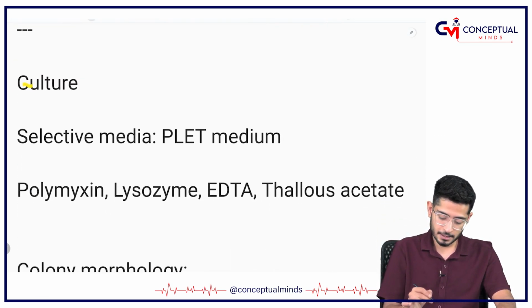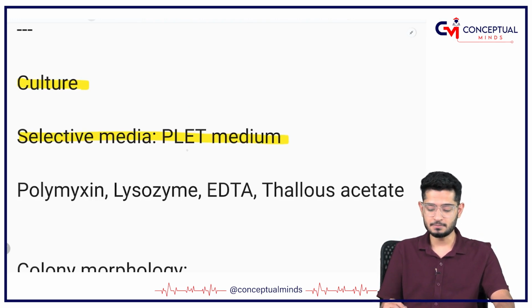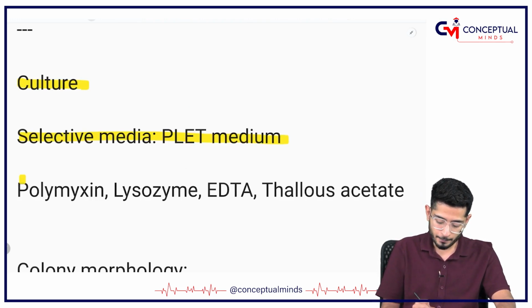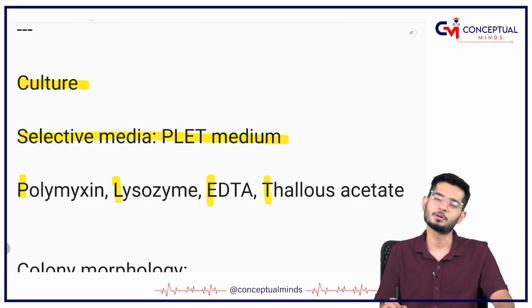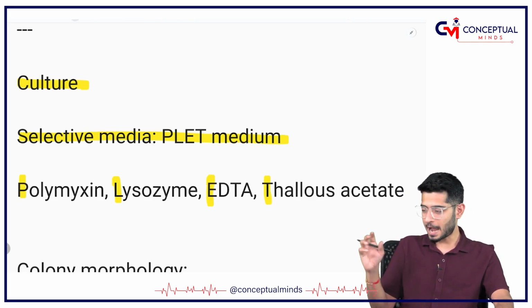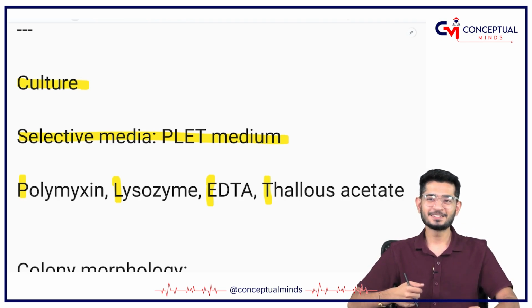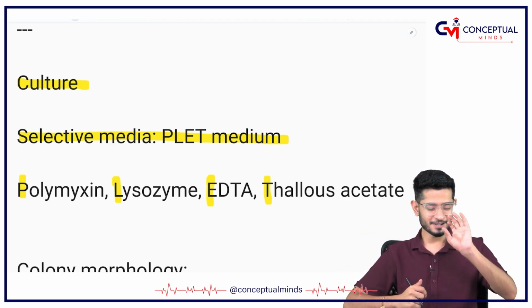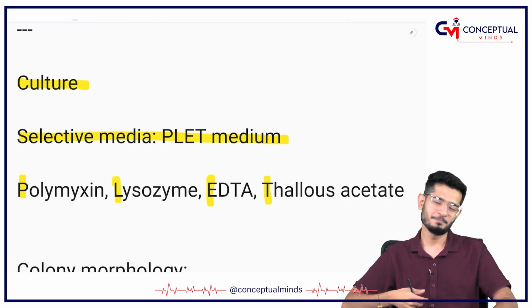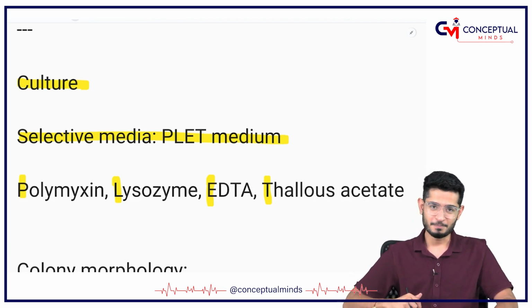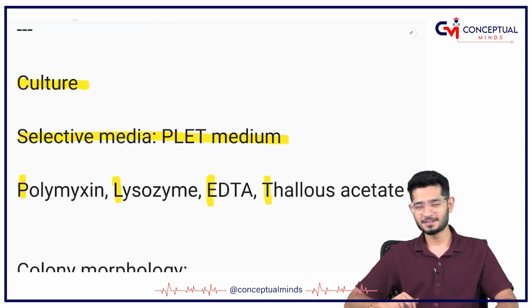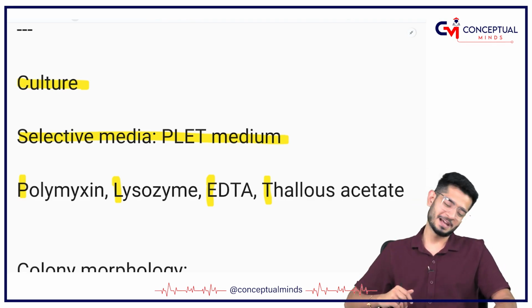Coming on to the culture media, the culture media for bamboo is PLET media, that is the selective media, PLET media, whose full form is polymyxin, lysozyme, EDTA and thallous acetate, and yes, it is important to learn its full form. Otherwise, I'll take a bamboo stick, palat ke marunga. I'll make you turn that side and I'll hit. In Hindi, we call it palat ke marunga. So, PLET is the media for bamboo stick appearance, that is Bacillus anthracis.